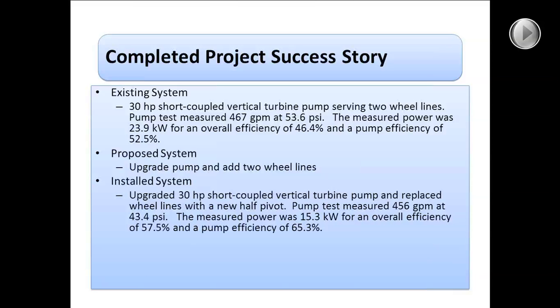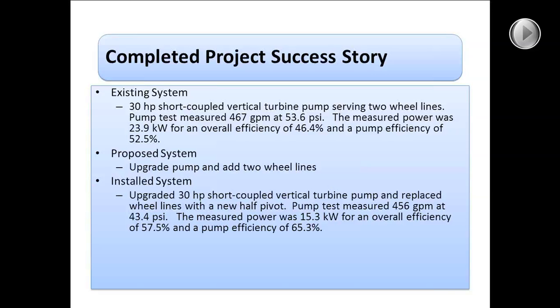Third example, this is a 30 horsepower short coupled vertical turbine pump. Flow rate and pressure were measured. The efficiency was calculated, and it was 53%. That's really not very good. And so recommended that they replace the pump, but this pump was actually running 2 wheel lines on 80 acres. In order to cover that ground, they really needed 2 more lines in order to get over it and adequately irrigate that ground. So the recommendation was that they install 2 new wheel lines and install a new pump.